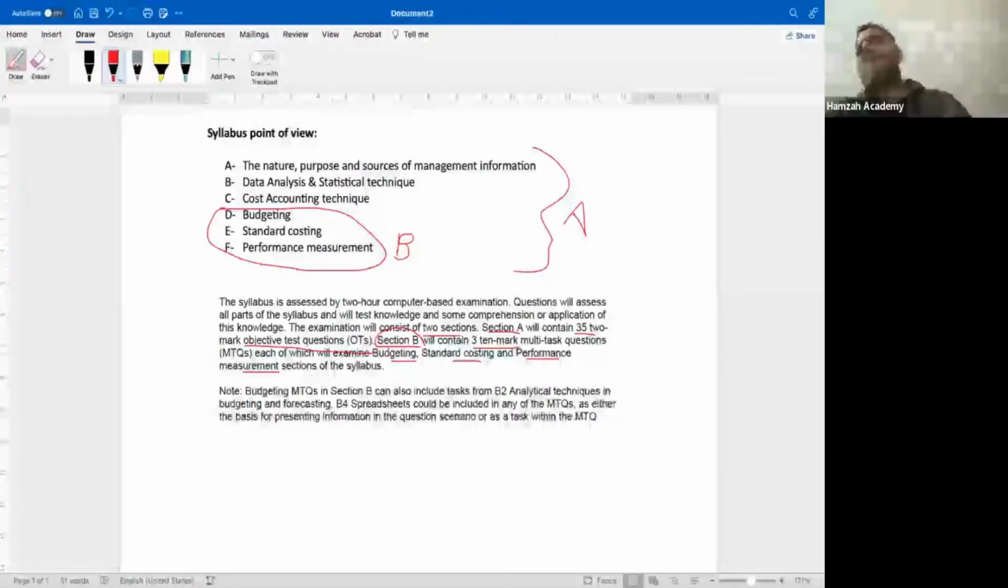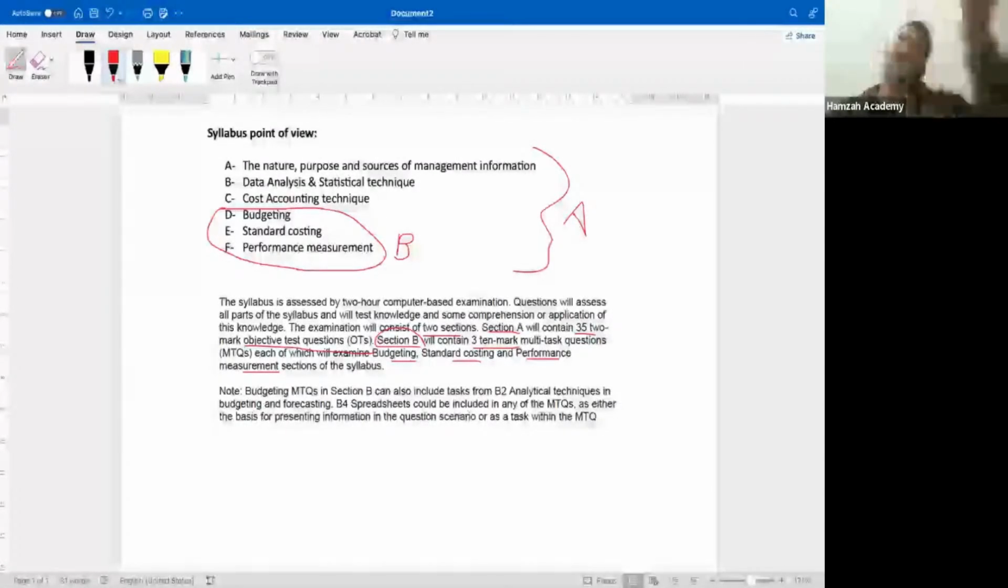But in section B, where we are going to have the multitask questions, you are going to have questions from budgeting, standard costing, and performance measurement. Technically, we are going to have 3 questions. So one question is going to be from budgeting, one most probably from standard costing, and one from performance measurement, if we want to segregate it like that. Normally, the examiner might give you a mixed question asking about standard costing, performance measurement, and budgeting in the same question as well, right? So technically the examiner can do so, right?